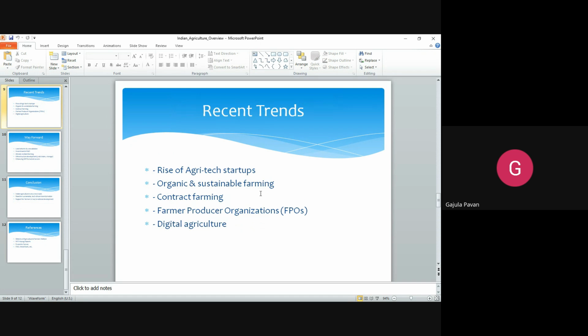At the same time, some trends exist in our agriculture sector. That is the rise of agri-tech startups. Right now, this is a boom concept, agriculture startups. And also organic and sustainable farming, contract farming, farmer producer organizations and digital agriculture. These are very important trends in the agriculture sector. Our Prime Minister Narendra Modi is introducing these important concepts, especially in rural areas, linking the rural area to the urban area, to the economy and the global level. That is called digital agriculture. These are very important trends in our Indian agriculture sector.